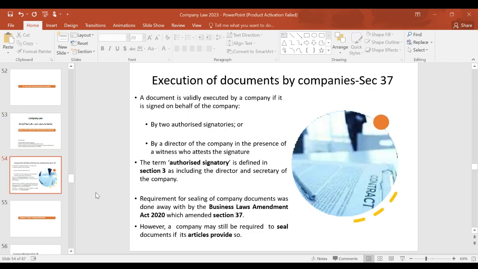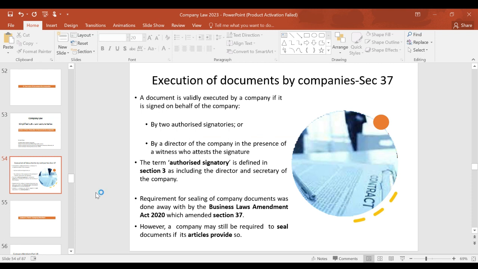Now, it's important for us to understand that after our previous lecture, formation of the company, once a company has been put in place, those who have been proposed to act on behalf of the company will start acting right away. The company does not have its own mind, so the natural persons who have been authorized by the company's articles of association to act on its behalf will then be required to execute the company's documents.